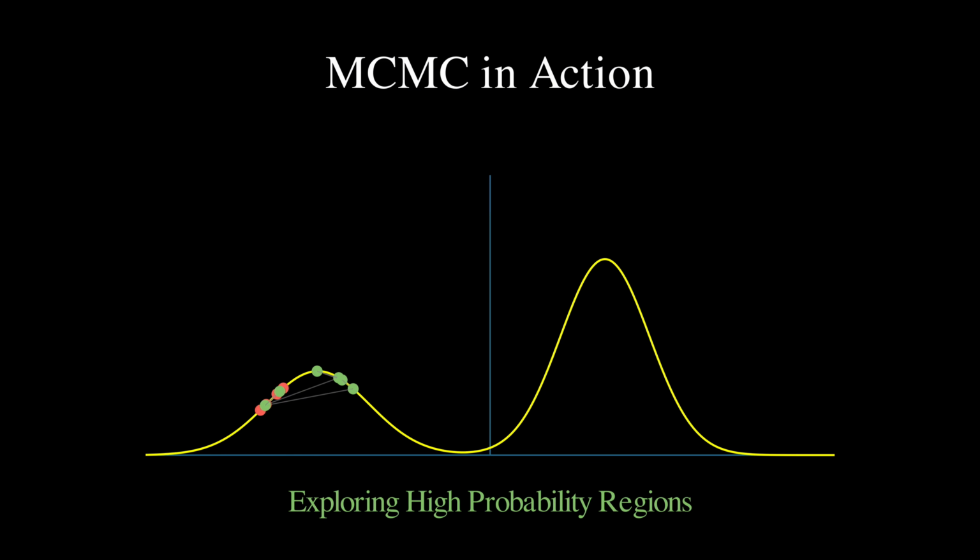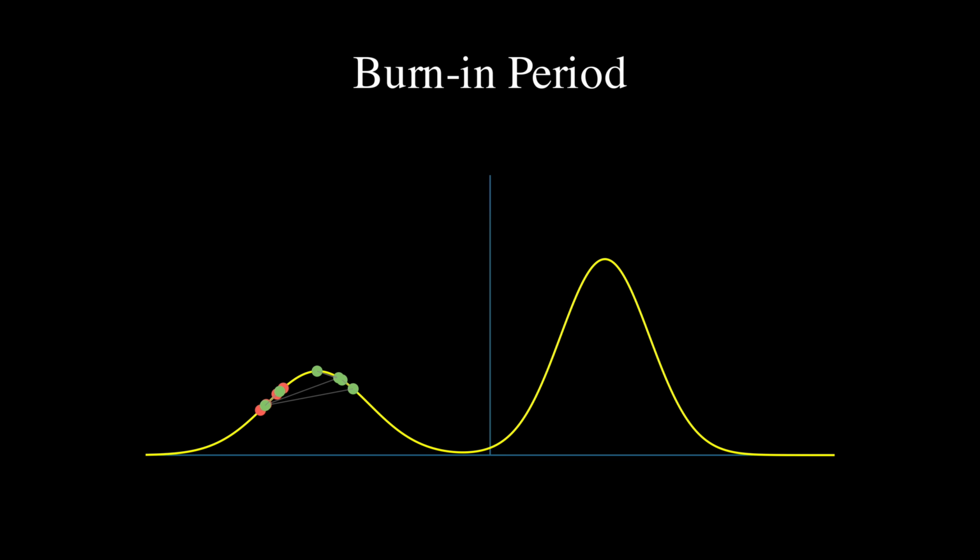But there's something crucial about those early red samples versus the later green ones, and this distinction is fundamental to using MCMC correctly. Those first samples, the red ones, are still finding their way to the high probability regions. They're part of what we call the burn-in period, like warming up an engine on a cold morning. We need to discard these because they don't represent our target distribution. They're still influenced by wherever we arbitrarily started.